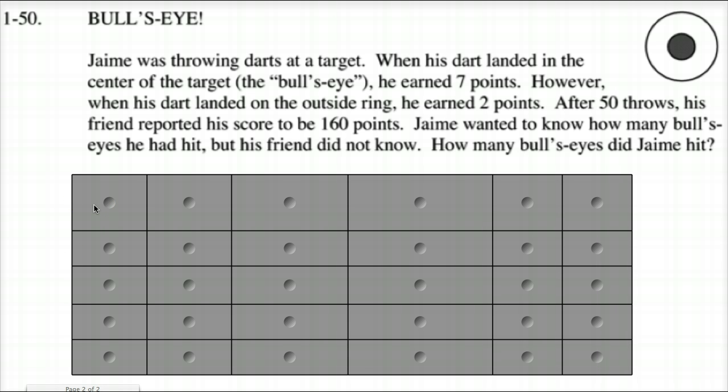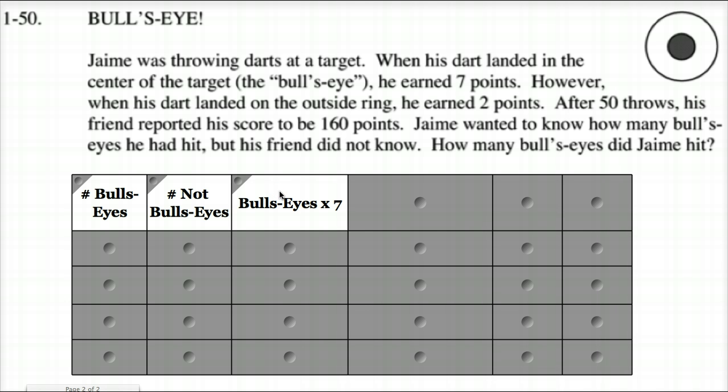I've made a table. The first variable is how many bullseyes I have. The next is how many were not bullseyes. Then the next two columns are where I show my work. For the bullseyes, I get 7 points for each one, so this column is bullseyes times 7, the total points the bullseyes got us. The next column is not bullseyes times 2, because every time we don't hit a bullseye, we get 2 points.